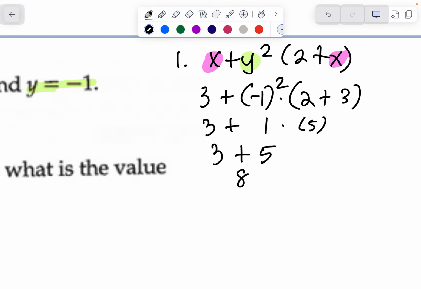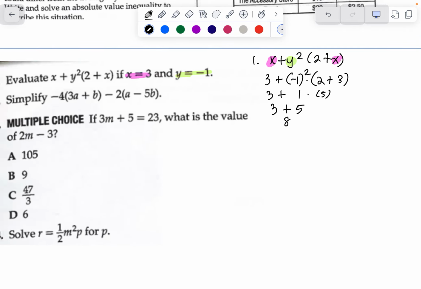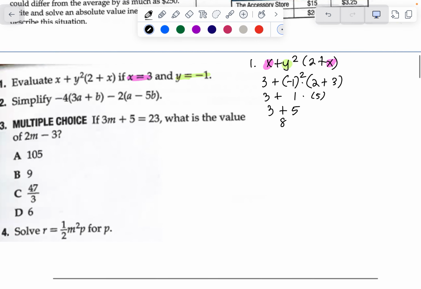So there will be one like that. You are going to just need to replace the values, simplify it using order of operations. Any questions about that one? Okay. Problem number 2 asks us to just simplify. And I'm going to write it over here so I have some room. You write it on your paper.